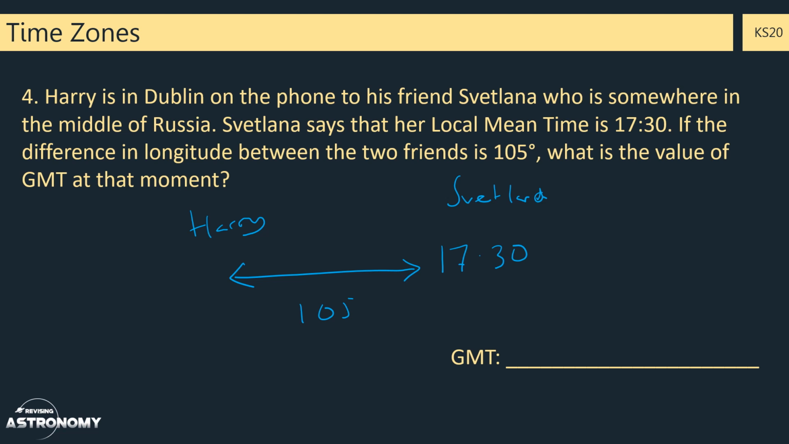Well, we can work out each time zone is approximately 15 degrees wide. So firstly, we'll do 105 divided by 15, which is 7. This means there are 7 time zones between Harry and Svetlana. So moving back, we'd need to move back 7 hours. So we would do 17:30 minus 7 hours, which means that the time GMT would be 10:30 in the morning, because Dublin is running on Greenwich Mean Time.